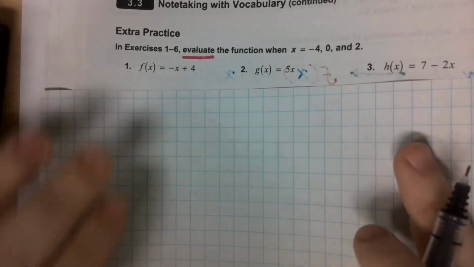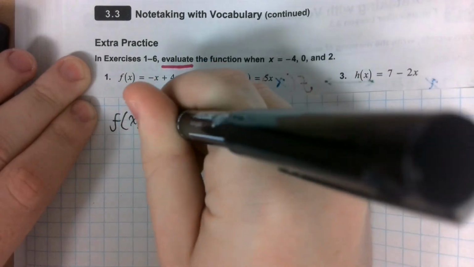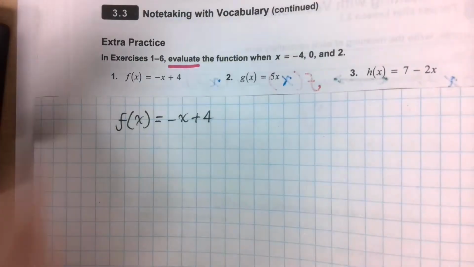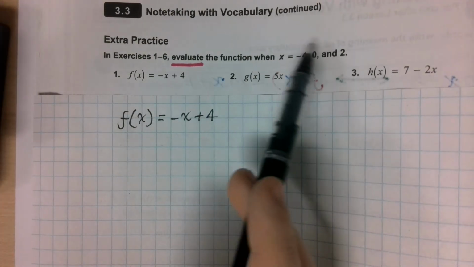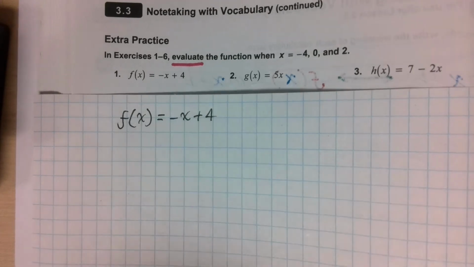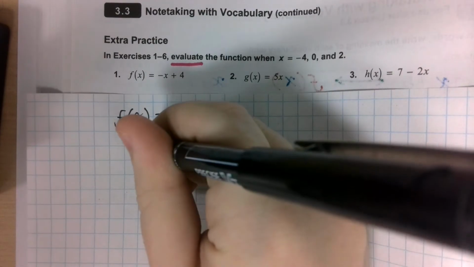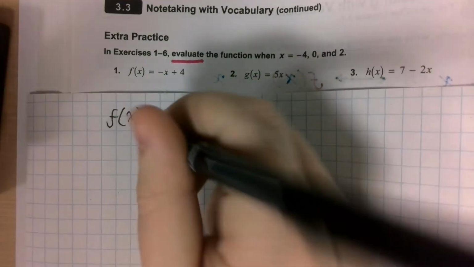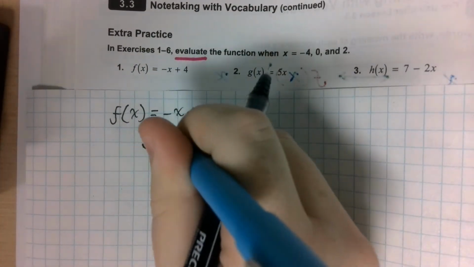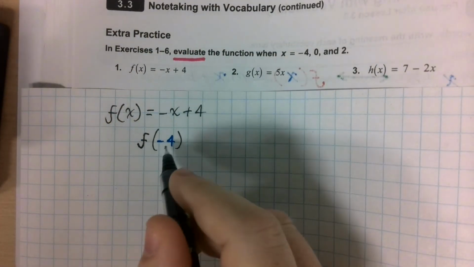Here's how we evaluate a function. Let's take a look at number 1. Our original function is f of x equals -x plus 4. What this is telling us is our output is here, and our input is x. So we want to plug in numbers to x to get some numbers out. It wants us to plug in -4, 0, and 2. Let's start off by plugging in -4 everywhere you see an x. Well, there's an x in the first parentheses, and this is just the x that tells us what we're looking at. So now we're saying this is a function when the input is -4.